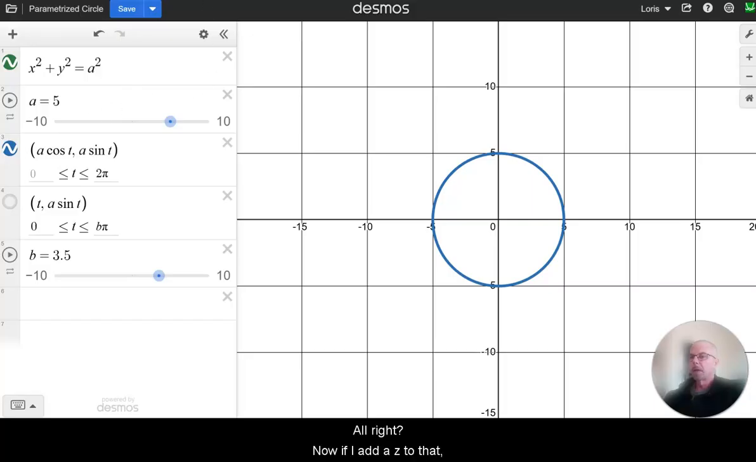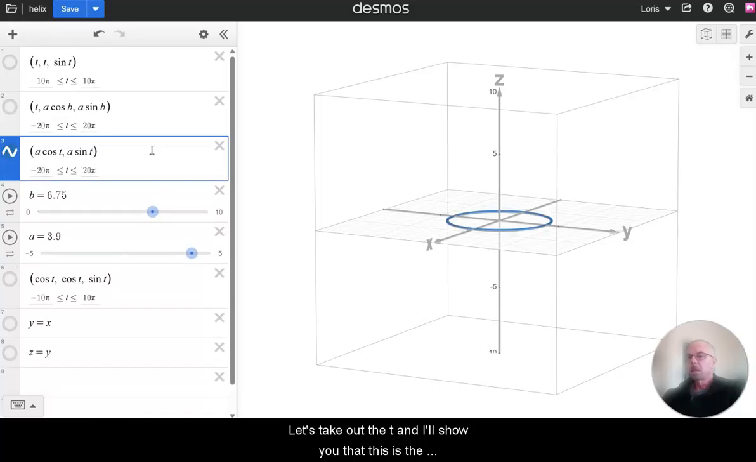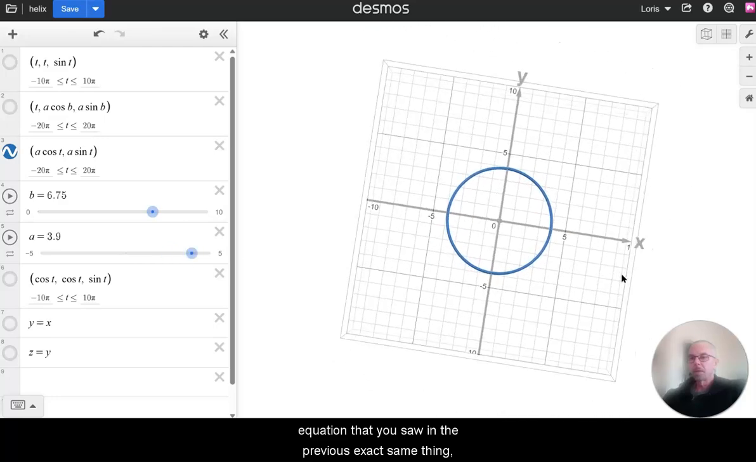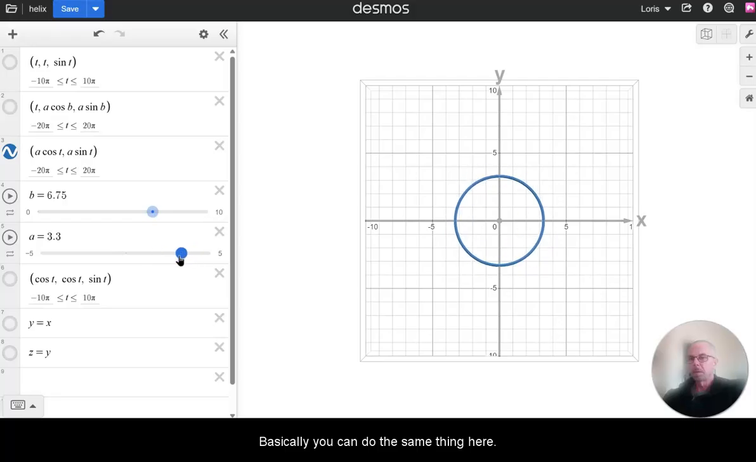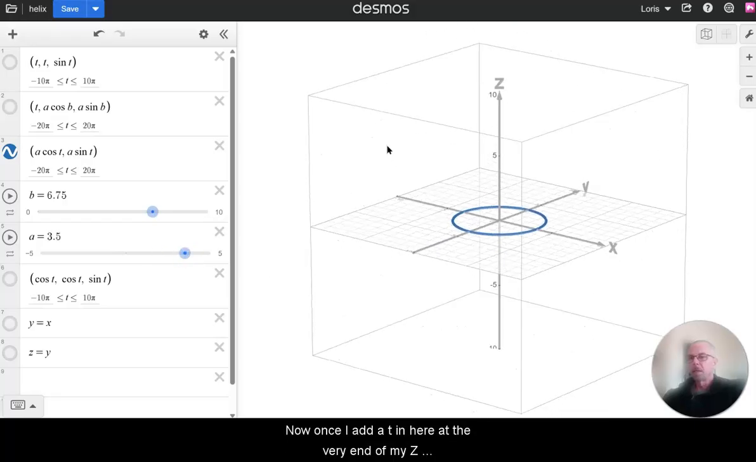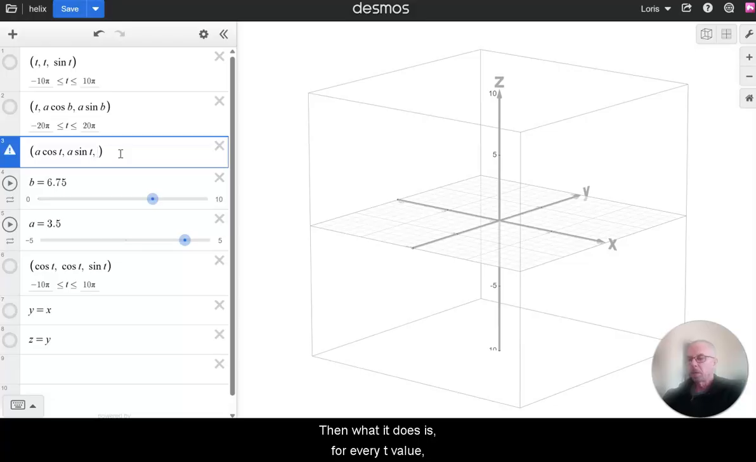All right, now if I add a z to that, here it is right here. If I add a z value, let me take out the t first. I'll show you that this is the equation that you saw in the previous Desmos 2D, it's basically the exact same thing. You can do the same thing here. Now, once I add a t at the very end, in my z component, what it does is, for every t value, it pulls it up.